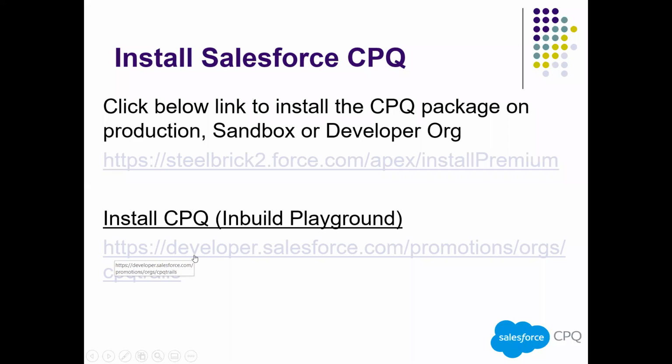Now these are two basic links actually. One is if you want to start with your playground. What exactly does the playground mean? That playground will create a developer org for you that will be available for 3 months. Within 90 days, you can configure your product, your pricing, your bundle, whatever you want to configure related to the CPQ.